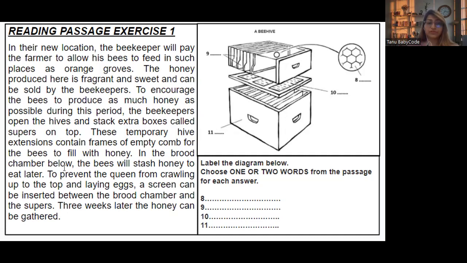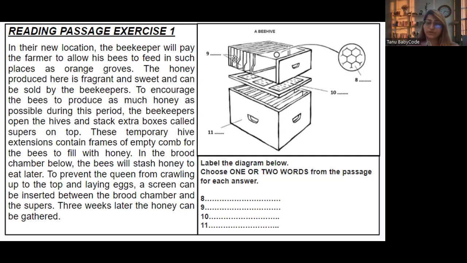In the brood chamber below, this can be the brood chamber, the bees will stash honey to eat later. To prevent the queen from climbing up to the top and laying eggs, a screen can be inserted between brood chamber and super. So this can be the screen, right? Three weeks later, the honey can be gathered. So yes, this is a screen, this is super, and this is a brood chamber.